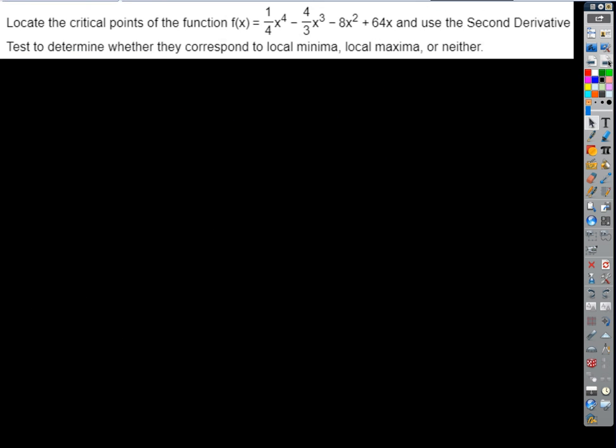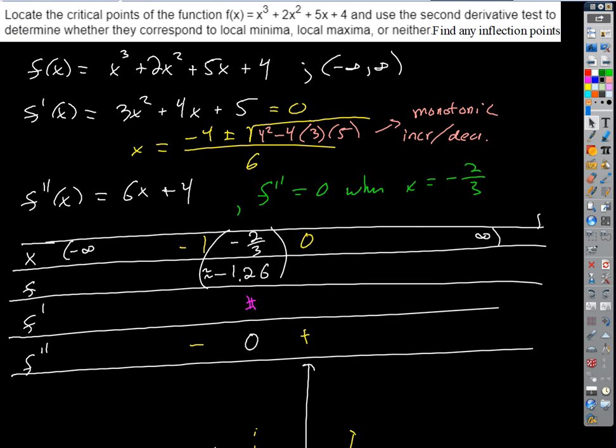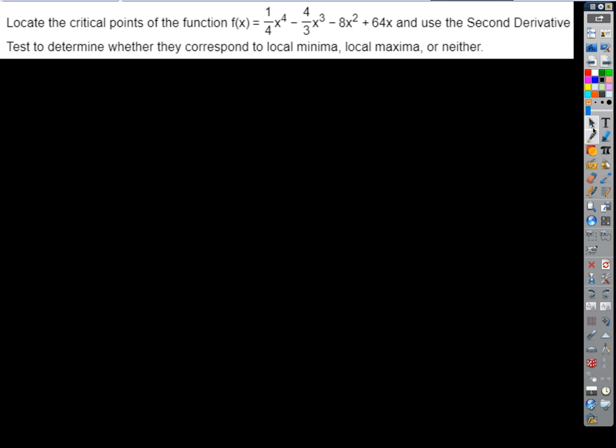Okay. All right, let's do one more. So why did I do this one? I picked this example in particular because there were no first derivative critical numbers. Okay, so we knew, just something a little different. How about this one?